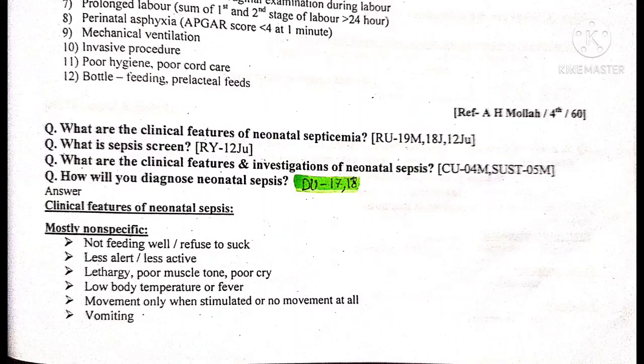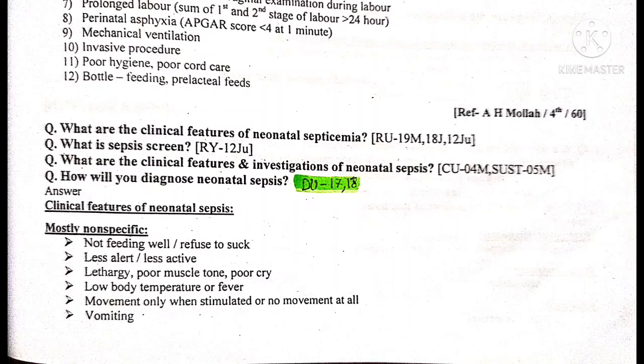Neonatal sepsis. What is neonatal sepsis? Neonatal sepsis is the term that has been used to describe the systemic inflammatory response syndrome resulting from a suspected or proven infection in the first month of life.